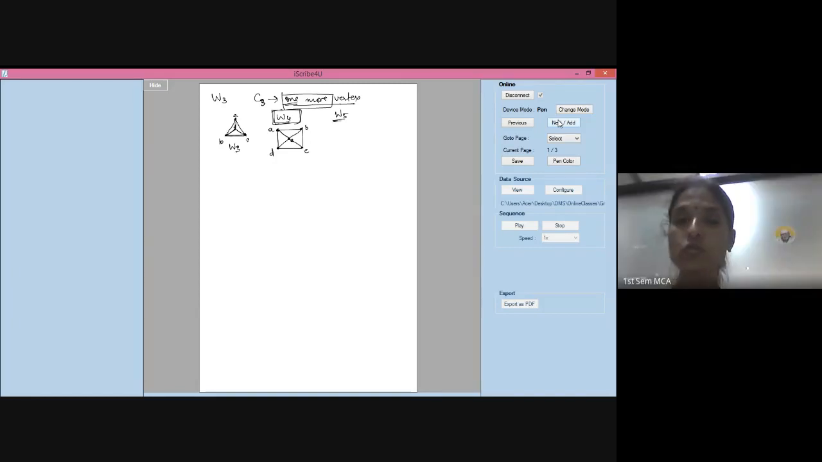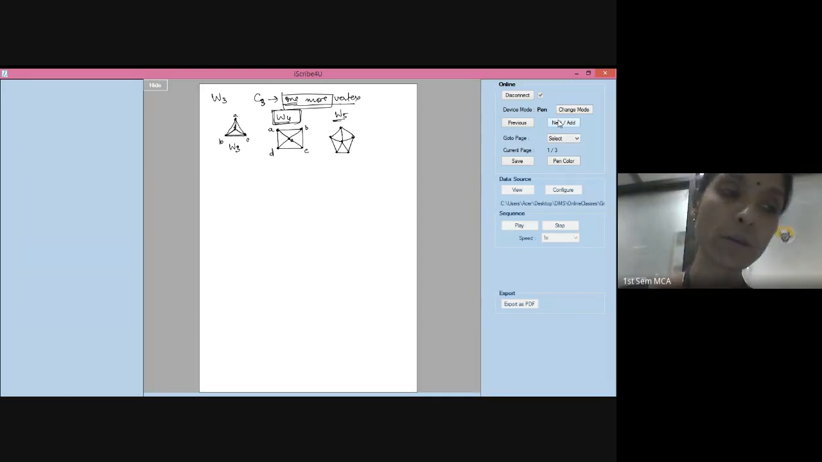Next, let me show you W5. In case of W5, I will first take C5. How did we write C5? I wrote it like this. This is the C5 that I wrote. I have to add one new vertex, so I am adding it here, and join all the vertices to this new vertex. This is a wheel of 5 or W5.